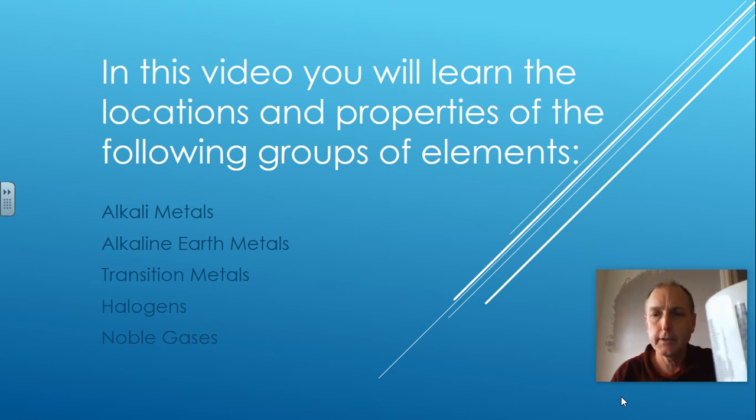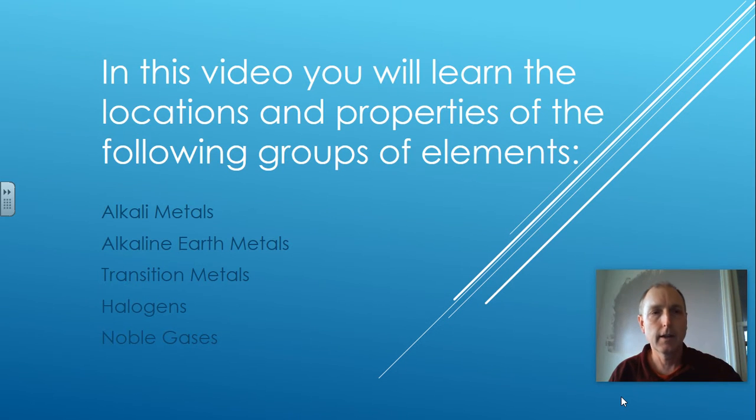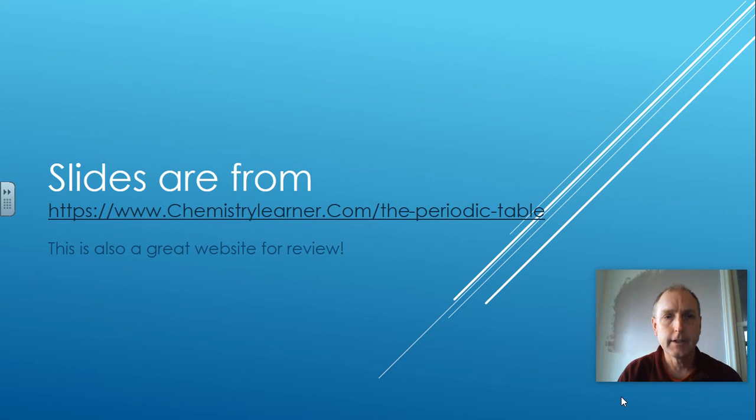I'm just drinking coffee from my periodic table of the elements mug. And we're going to learn about families of elements. We're going to learn about alkali metals, alkaline earth metals, transition metals, halogens, and noble gases. Let's get right into it.